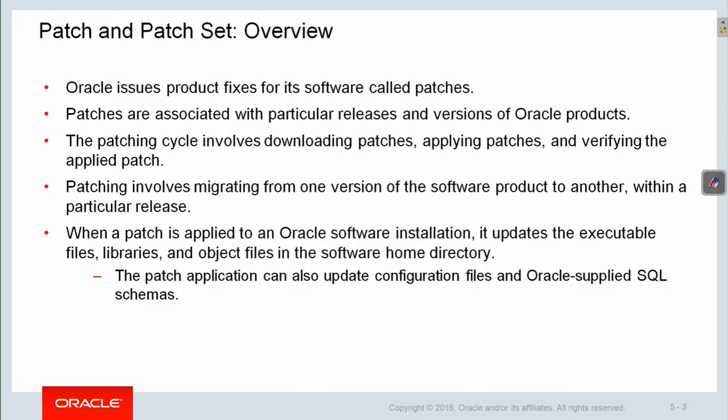And patching involves migrating from one version of a software product to another within a particular release. When a patch is applied to an Oracle software installation, it updates the executable files, libraries, and object files in the software home directory. So that's why when you perform in-place patch, you will have to stop all the processes running out of Oracle Home. And patch application can also update configuration files, and Oracle supplies the SQL schemas as well.